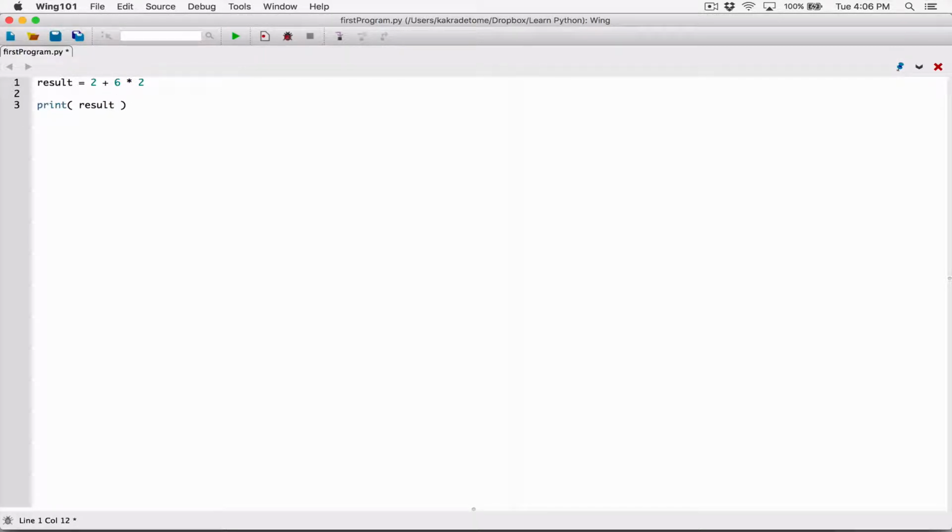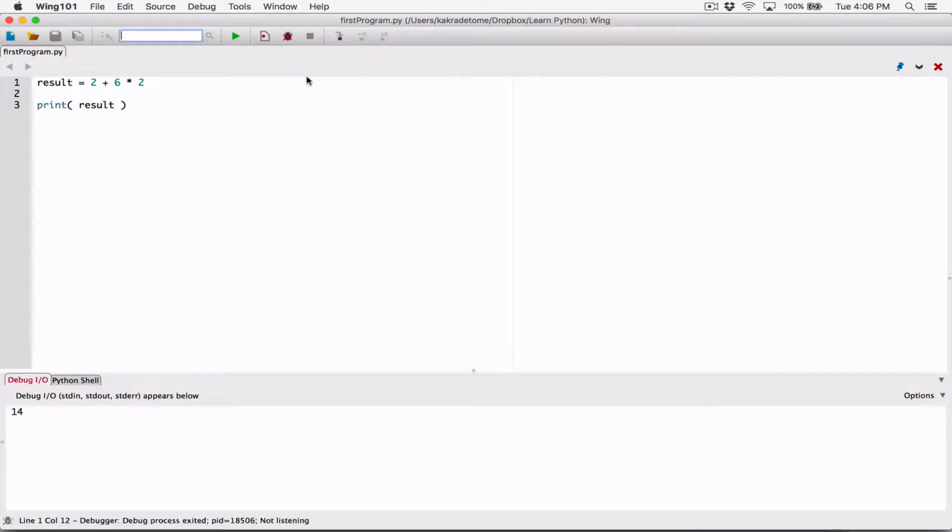So let's test this and see if we're going to get 16 or 14. And we get 14. So why didn't the answer become 16? Because if you solve it from left to right and add 2 to 6, you get 8, and if you multiply 8 by 2, you get 16. So why didn't we get 16? That's because of the order of operations. It's similar to what we learn in our math class. Some operators have higher precedence than others.